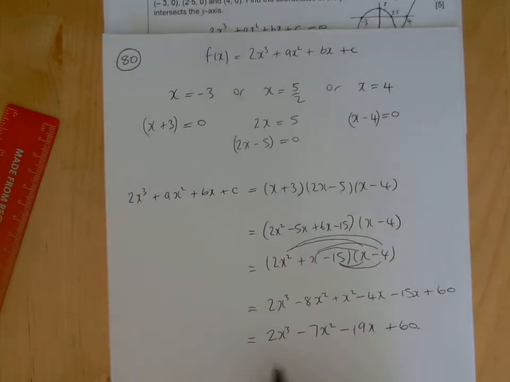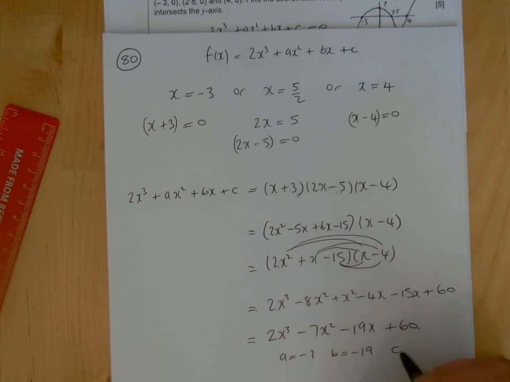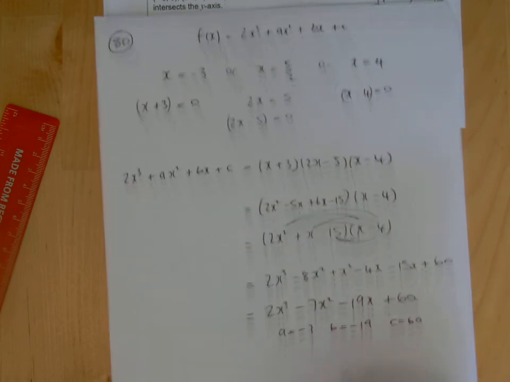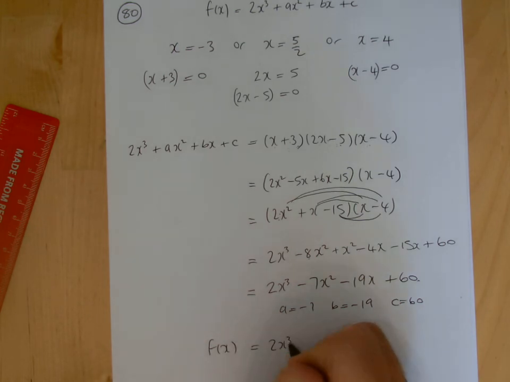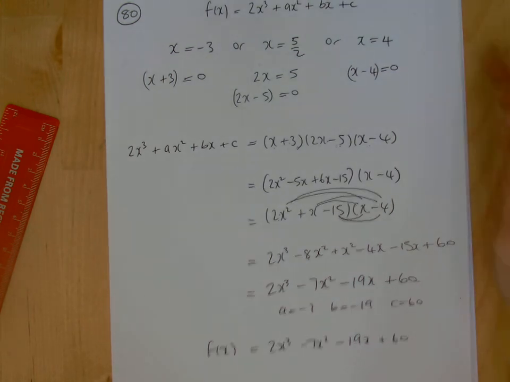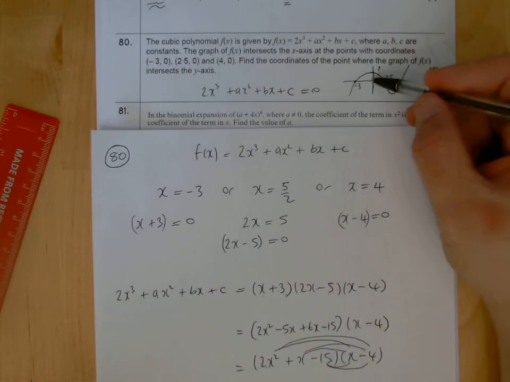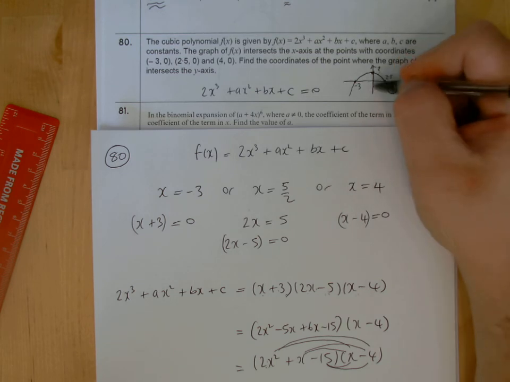Okay, that is then what my a, b and c are. So you can see a is equal to minus 7, b is equal to minus 19, and c is equal to 60. But essentially, I've got what f of x is. f of x is 2x cubed minus 7x squared minus 19x plus 60. And the good thing is, going back to what I drew earlier on, when it crosses the y-axis, which is here, x will be 0, won't it?